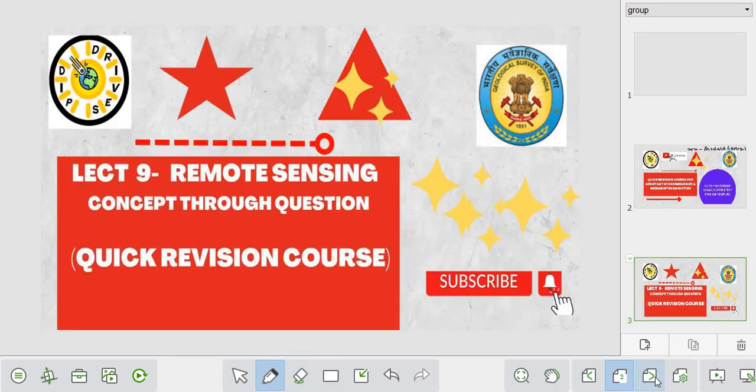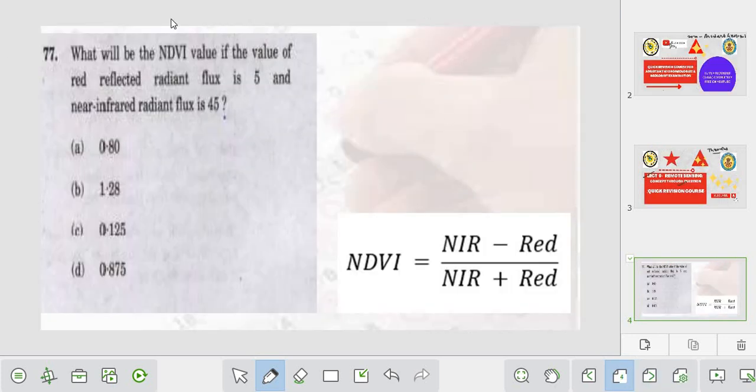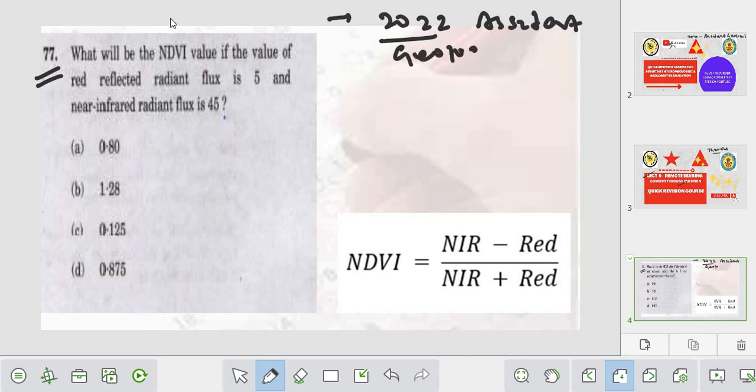So this is lecture number 9. Remote sensing concept through the question. We will understand all those theories related to that particular question. So this is question number 77 that has been asked in the 2022 Assistant Geologist. Let's read the question first.